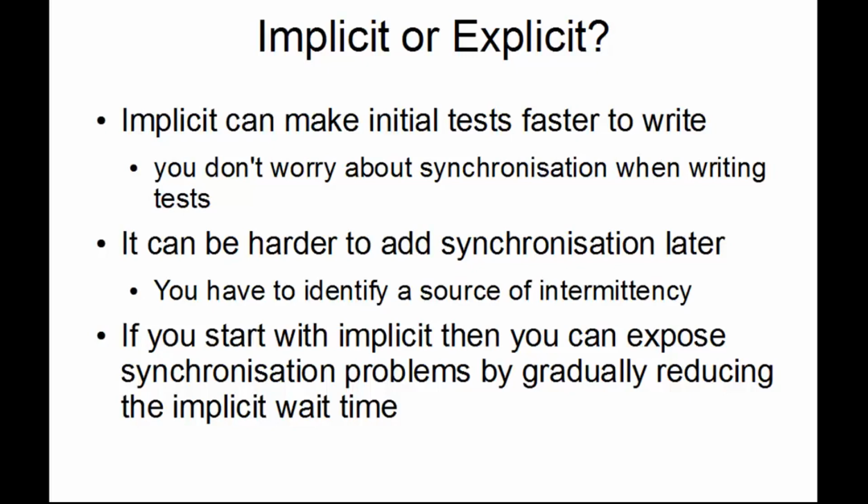You just have to worry later, when you encounter intermittency and you don't know where it is because you haven't thought about synchronization. If you do decide to use implicit wait because it makes your life easier, because it allows you to not think about the risks, then I think you're probably not doing your job properly, because you should be thinking about the risks and about the synchronization, and you should be taking that into account when you write your tests.